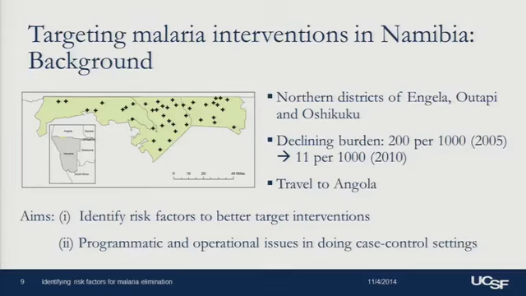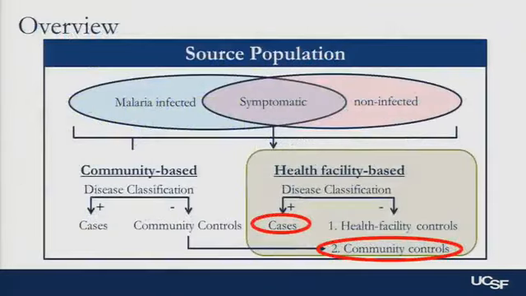So the aims of this case control study were twofold. First, to identify risk factors to better target interventions, but also to really look at the programmatic and operational issues in doing case control studies in order to think, moving forward, how we can address these issues and come up with more generalizable guidelines in different settings. In this study, cases were recruited from health facilities who were RDT positive, and community controls that were representative of the general underlying population in the district were selected.